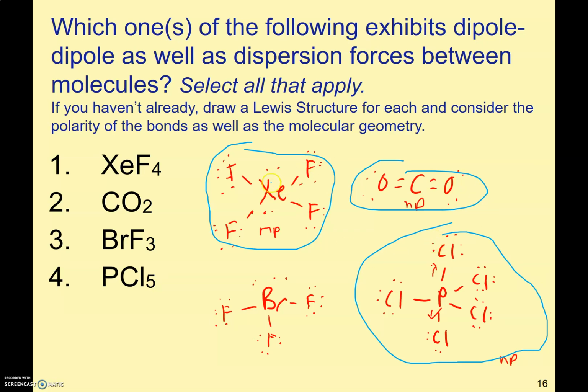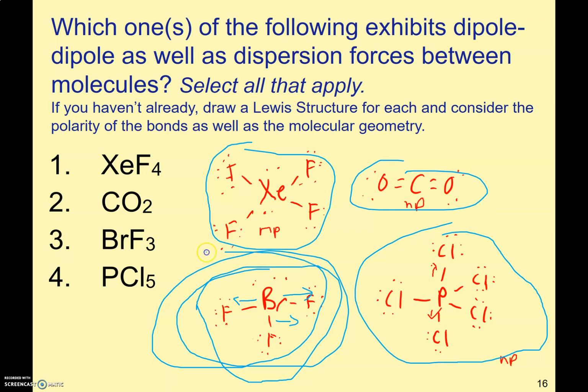I believe this one would have the strongest London dispersion forces because Xe is a huge atom. Compared to P and Cl, Xe is huge. So since this is the biggest one, it would probably have the strongest London dispersion forces. This one down here is the only molecule that's polar. It has a dipole moment that points in this direction. So this one would have both London dispersion and dipole forces. So the answer to this question would be this one. This is the only one here that exhibits both dipole and London dispersion forces. And I would like you to also take a picture of the slide.